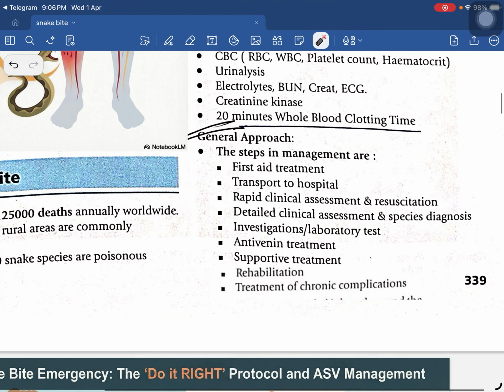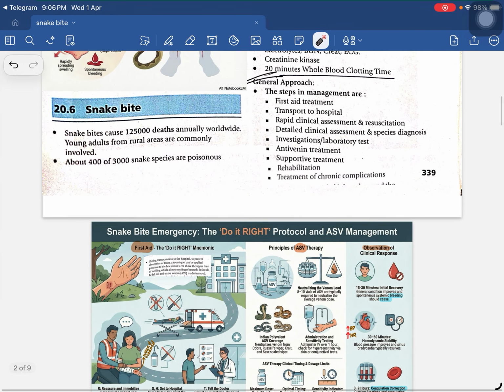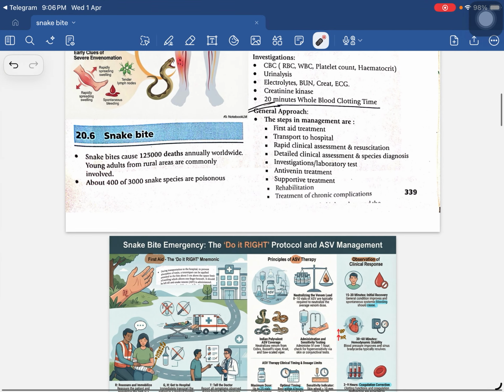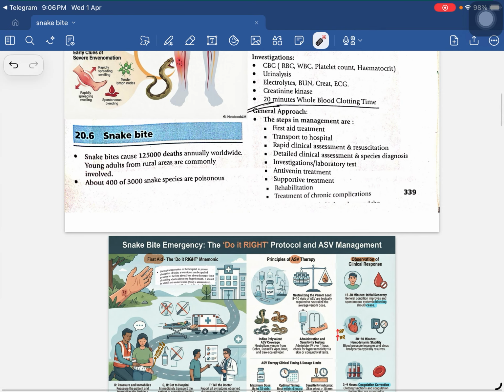Coming to the general approach, the steps in the management are: first aid treatment, transport to the hospital, rapid clinical assessment and resuscitation, then detailed clinical assessment and species diagnosis, investigation, antivenin treatment, supportive treatment, rehabilitation and treatment of chronic complications. In the subsequent slides, we will discuss these steps in detail.